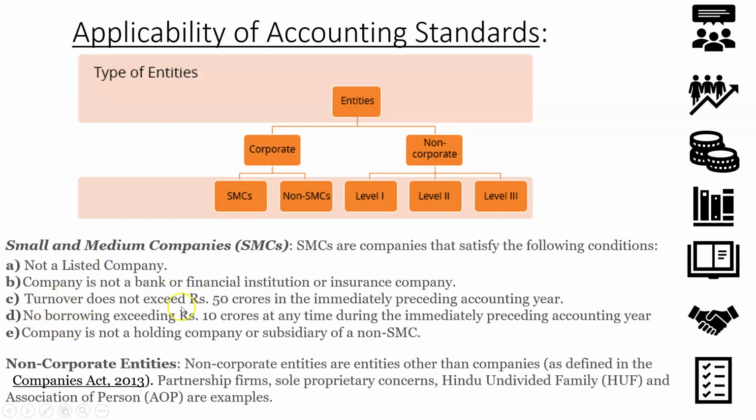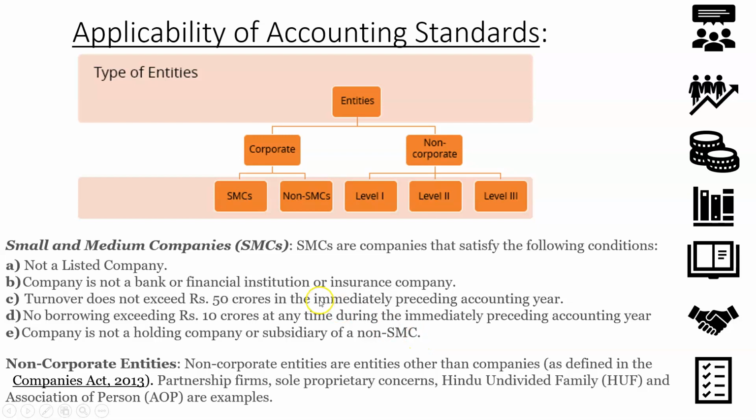Then borrowings also should not exceed 10 crore rupees at any time during the immediately preceding accounting year. So this is also an important point, that the sales should not exceed 50 crore and the borrowing should not exceed 10 crore. And the company is not a holding or subsidiary of a non-SMC.